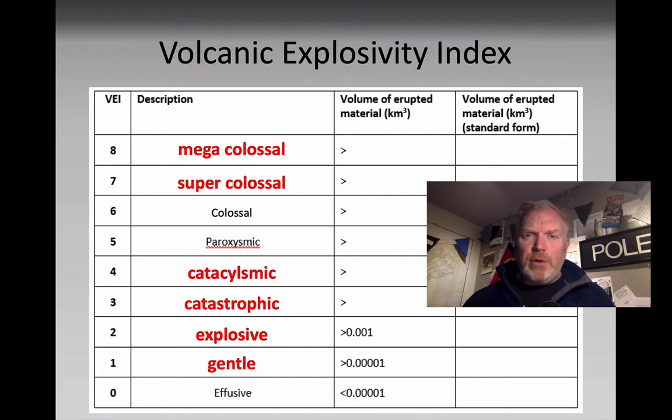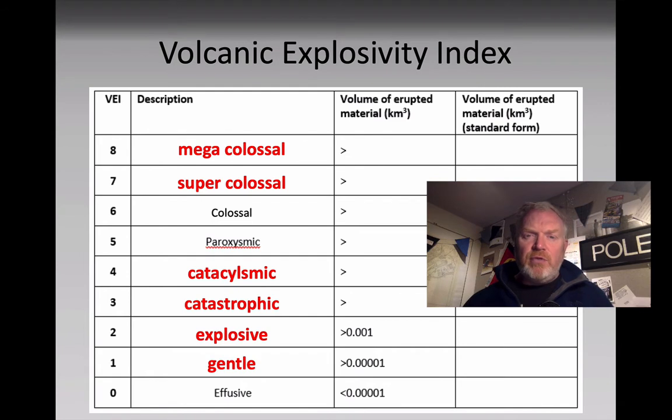Now, on your table on page 4, I've already completed some of the lower values for this. Because when we start going above VEI 2, each point on the scale is 10 times bigger than the one before it. So for example, if VEI 2 is 0.001, VEI 3 is going to be 10 times that. So it'll be 0.01.